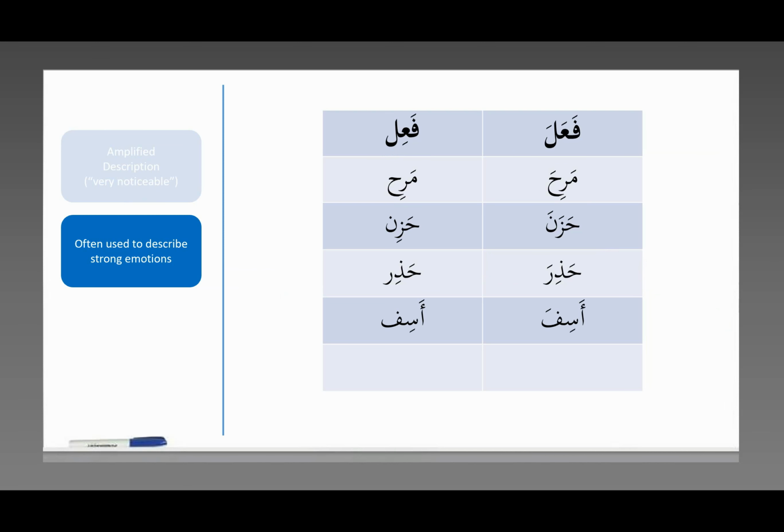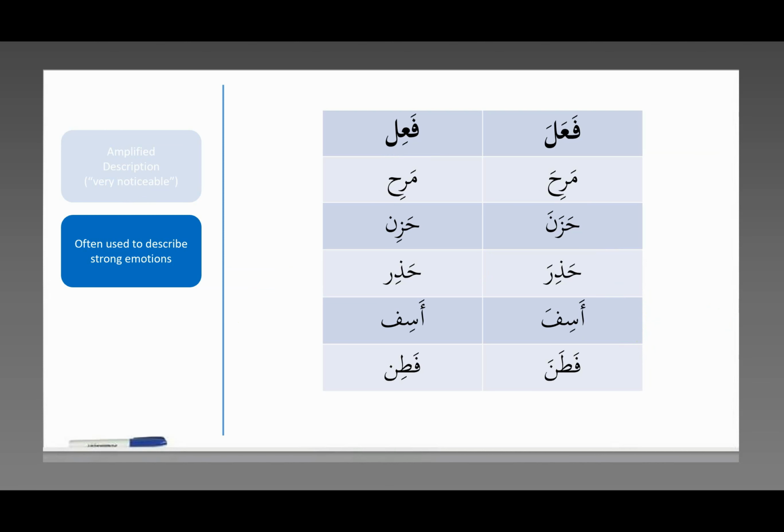You also have asifa. Asifa means he was regretful. He was sorry about something. Again, very strong emotion. So it turns into asif. Asif. Regretful. Sorry for doing something wrong.